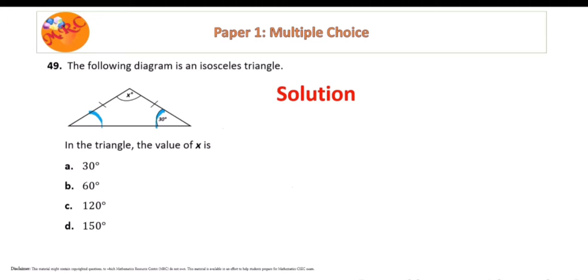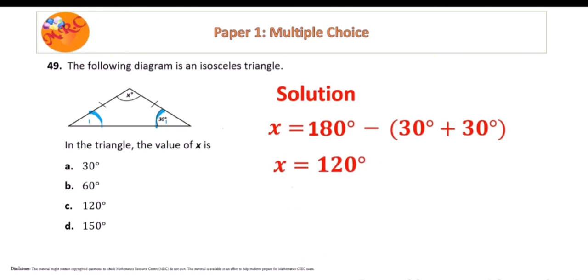So now the next thing I need to think about: what's the total angle? All the angles in a triangle, what do they add up to? They add up to 180 degrees. So in order to find my x, it's going to be 180 degrees minus the value of these two angles, which is 30 degrees plus 30 degrees, which gives me 120. So my answer is C.